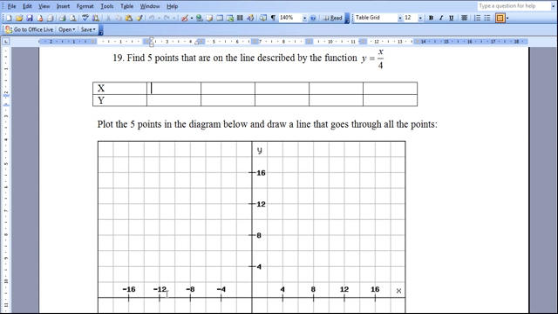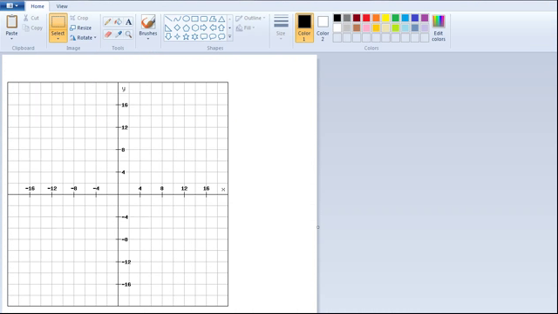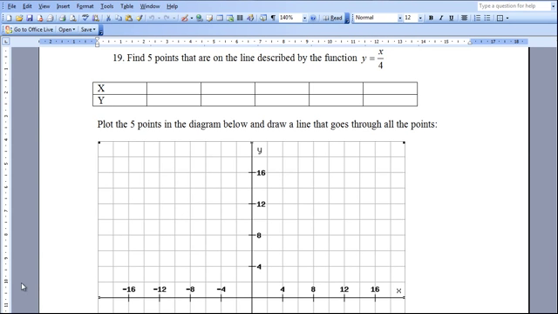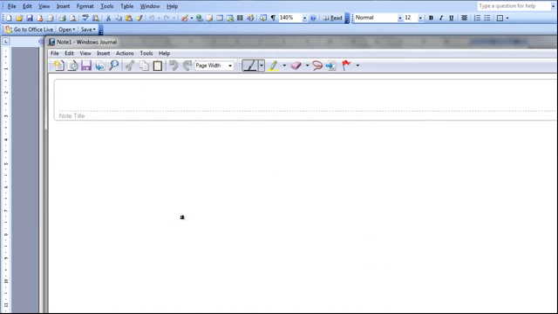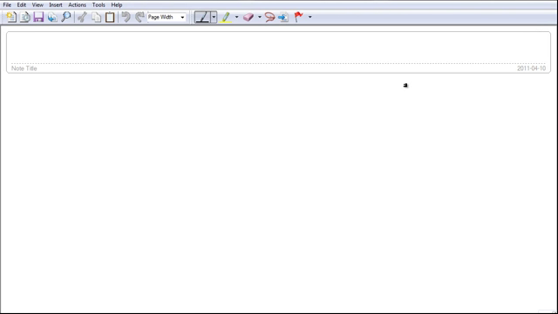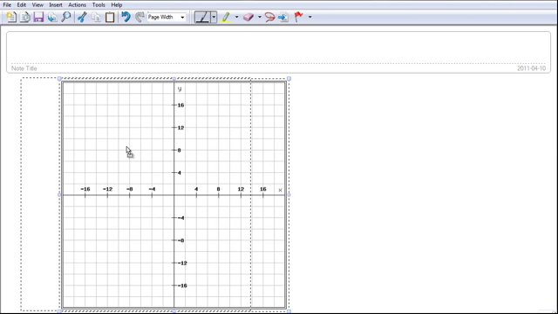Let's see here, on the x-axis we go from minus 20 to plus 20. So let's choose values that are within this range. Let's do like this. We copy this and we paste this diagram.